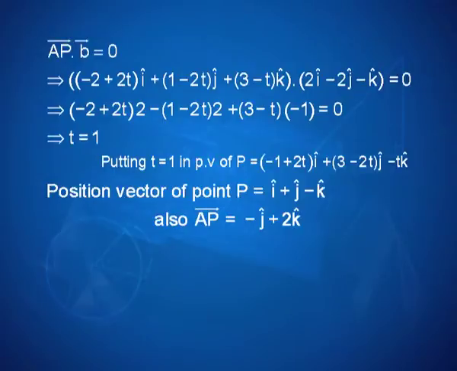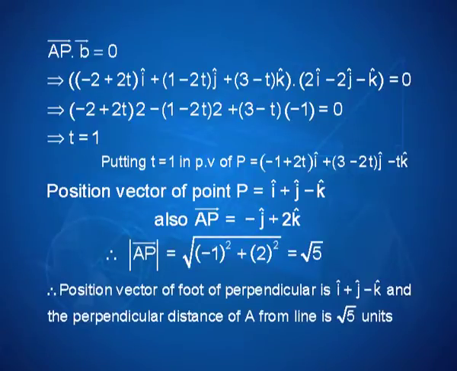What else we need is the distance. So, if I use the value of t, then I know what the vector AP is equal to, and therefore, the distance of the point from the line will be the same as the magnitude of this vector, which turns out to be simply square root of 5. And therefore, the position vector of the foot of the perpendicular is i cap plus j cap minus k cap, and the perpendicular distance of the point from the line is root 5 units.